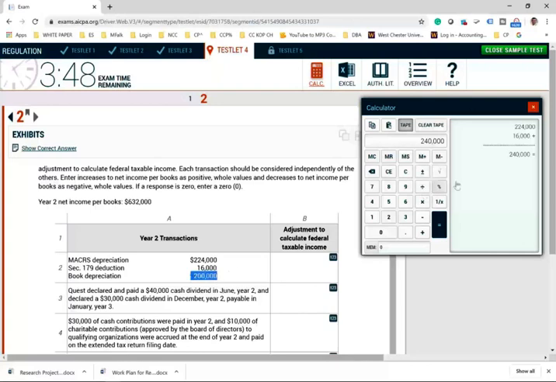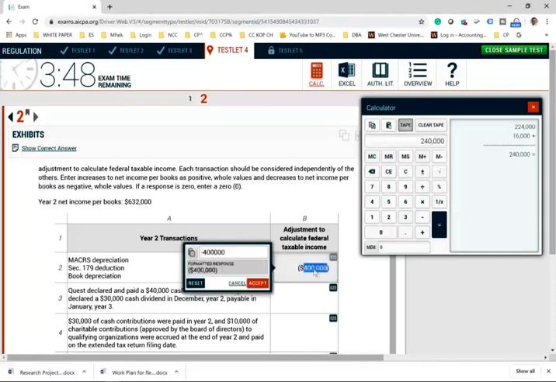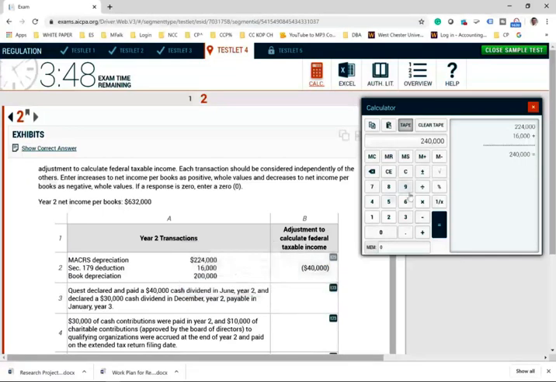depreciation. So the difference between 240 and 200,000 is an additional deduction of 40,000. Therefore, I have an additional deduction of 40,000. Simply put, your tax deduction is 40,000 more than your book deduction.